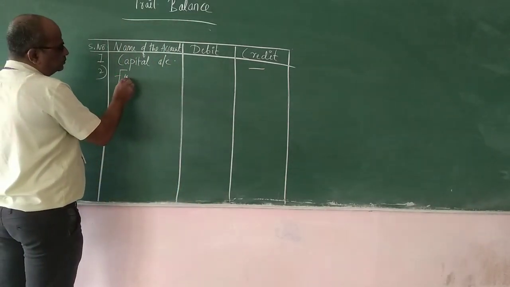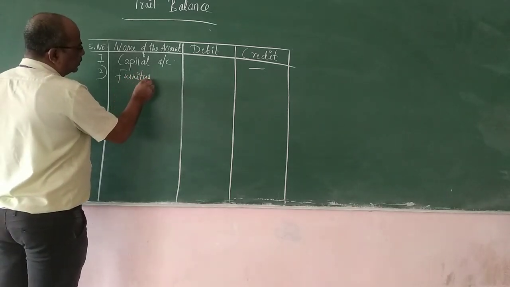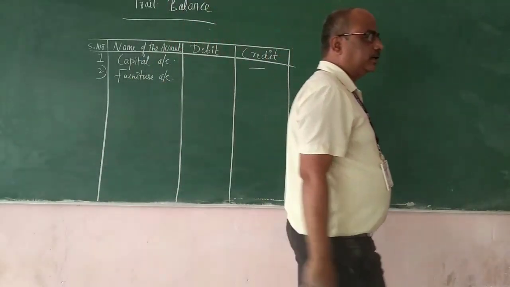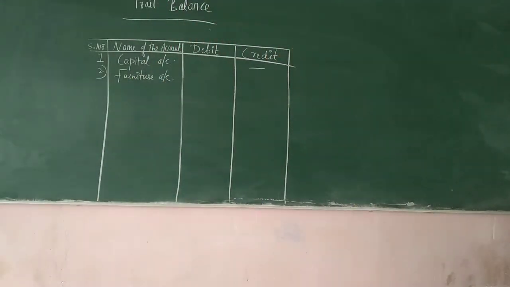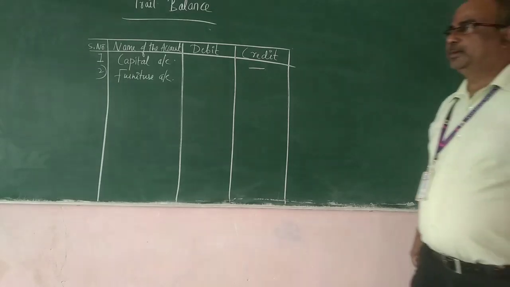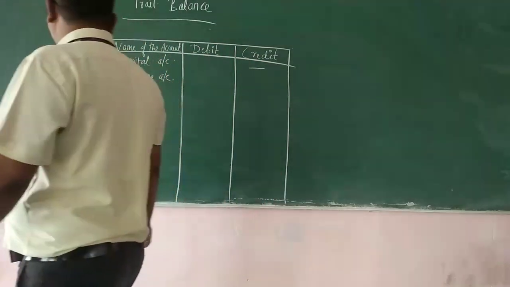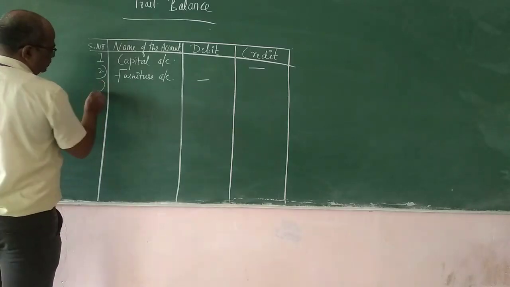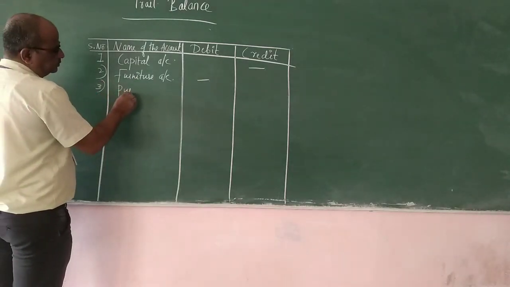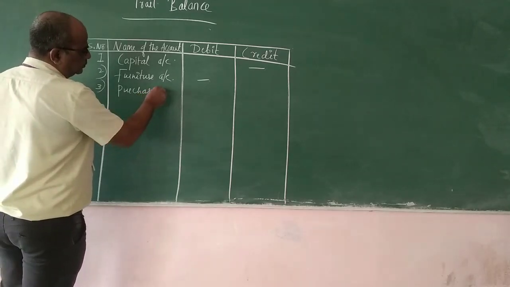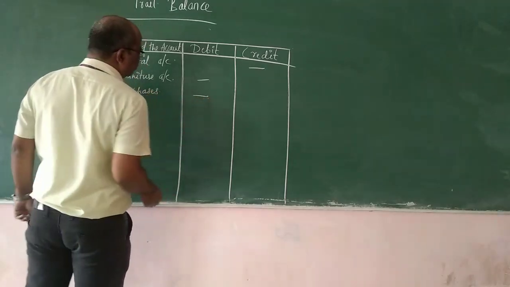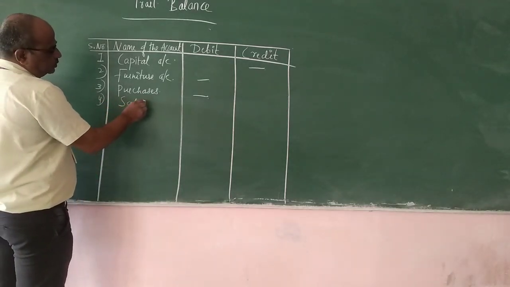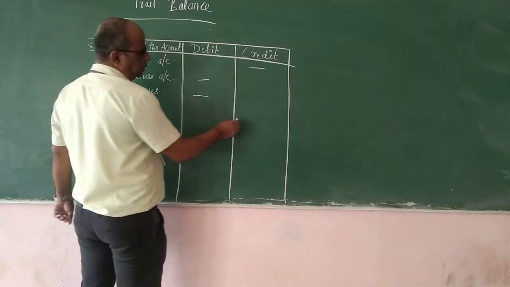Let us take furniture. Furniture is an asset. While passing the journal entries, you remember, if you are purchasing furniture, furniture account will be debited to cash account. So normally an asset will always be debited. Purchases will always be debited. Sales will always be credited.